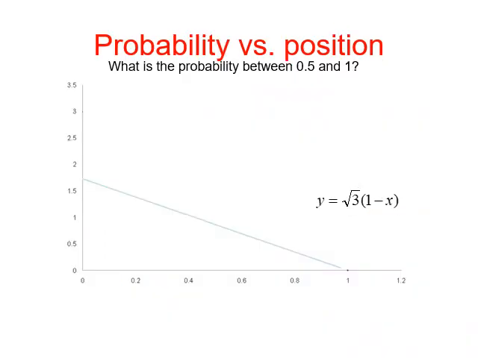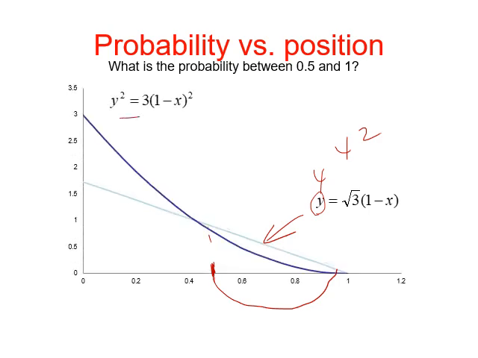Example: if we have a wave function ψ equals square root of 3 times (1 minus x), usually we use psi. The question is, what is the probability between 0.5 and 1? So 0.5 is here. We want to find the probability in this range. This is the plot of the wave function in this case. In order to find the probability, you must square it. Here is the square of the wave function, and this is the plot.